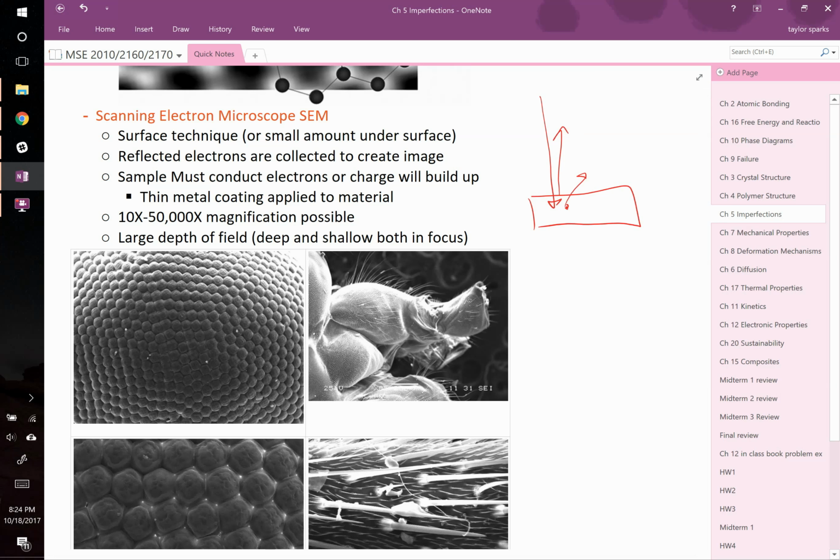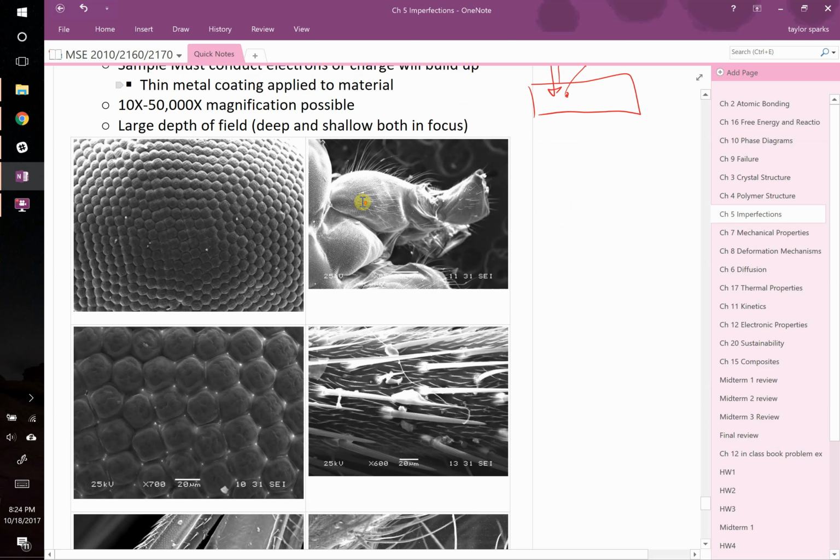Since you're bombarding this with electrons, you do have to make sure that your samples are electrically conductive, and if they're not, they typically put down a metal coating like gold. They coat it with a little bit of gold or something to make sure that it's conducting. And with this, you can achieve, less than the TEM, but you can achieve up to 50,000 x magnification. And what's great about this tool is that you have a really large depth of field, meaning that things that are both far away and close together can be in focus. So here are some images that I took when I was an intern, 10 years ago on an SEM, looking at bugs late at night in the laboratory.